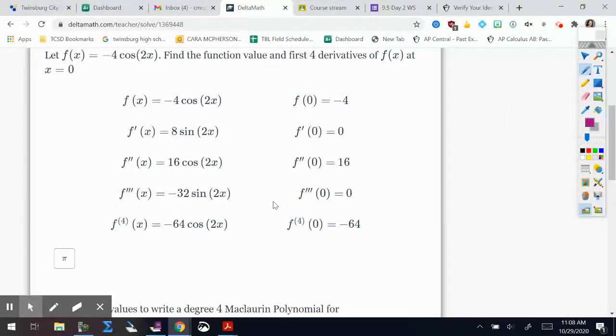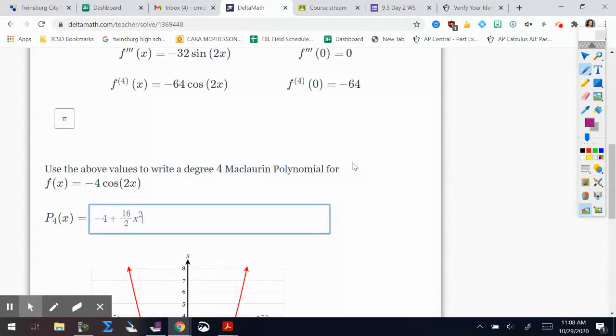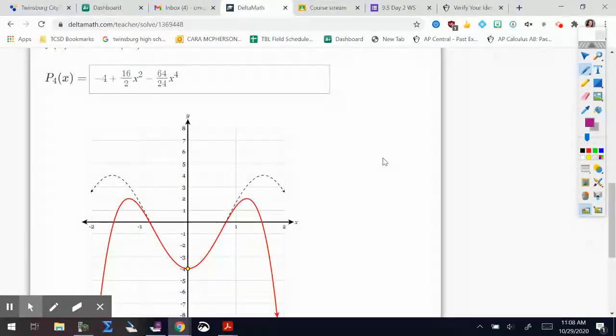My next term is going to be 0, so I will not have a third derivative, a third power, a third factorial. So I'm going to jump to the fourth one. I get a negative 64 divided by 4 factorial. 4 factorial, 4 times 3 times 2 times 1 is 24. And then x to the fourth. So there's my polynomial. You'll notice it doesn't have as many terms because we had so many 0 terms.